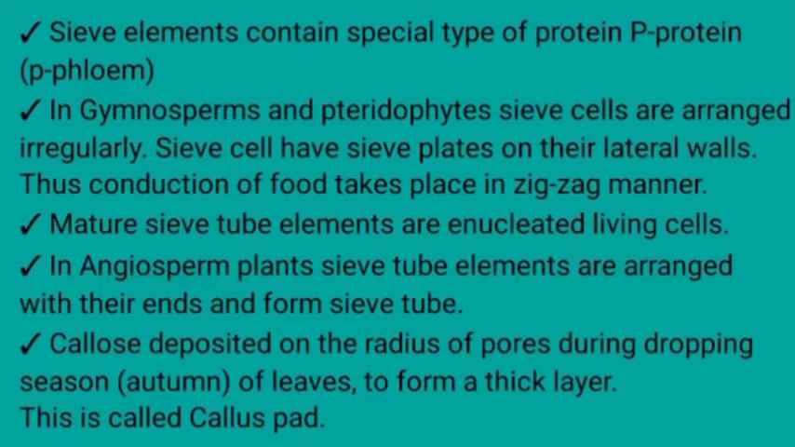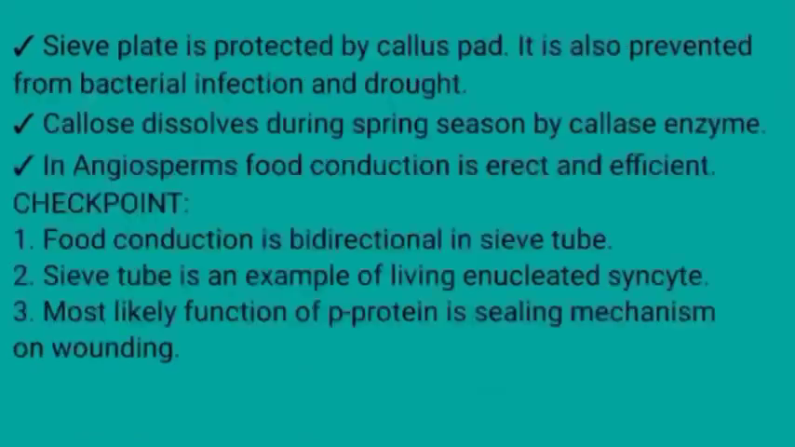Callose is deposited on the sieve plate pores during the dropping season of leaves, which means autumn season, to form a thick layer; this is called callus pad. Sieve plate is protected by callus pad. It is also prevented from bacterial infection and drought conditions. Callose dissolves during spring season by callase enzyme. In angiospermic plants, food conduction is efficient.